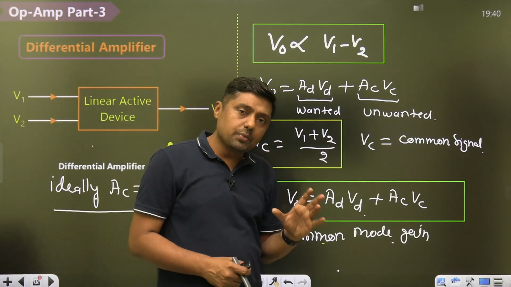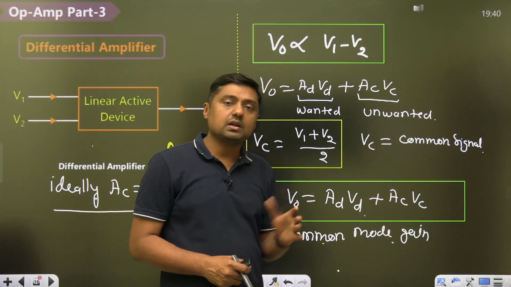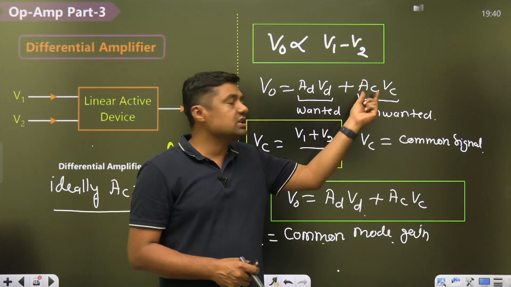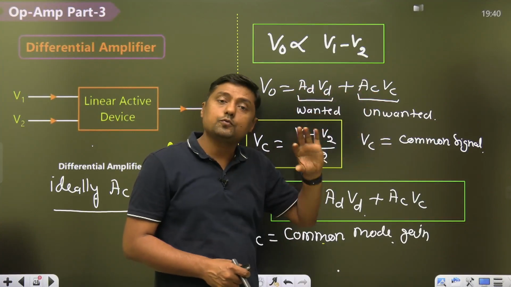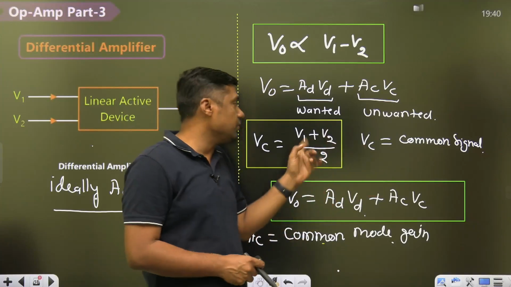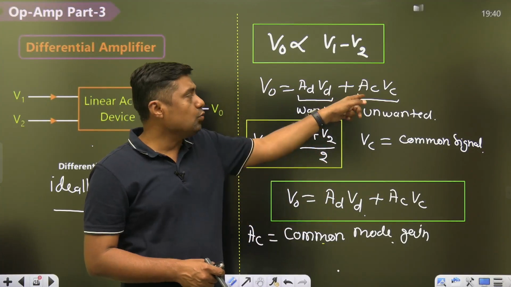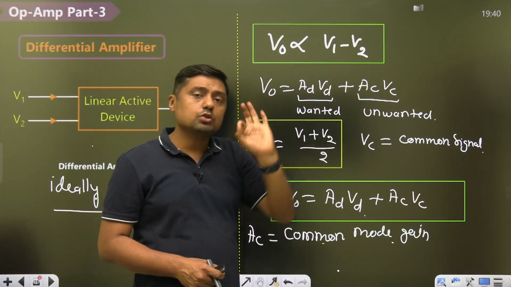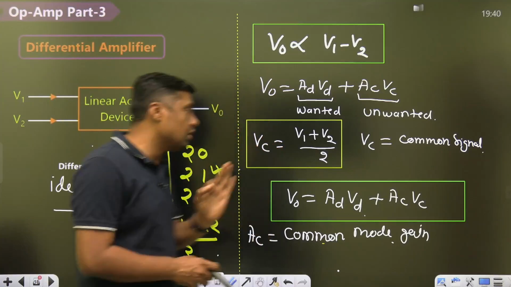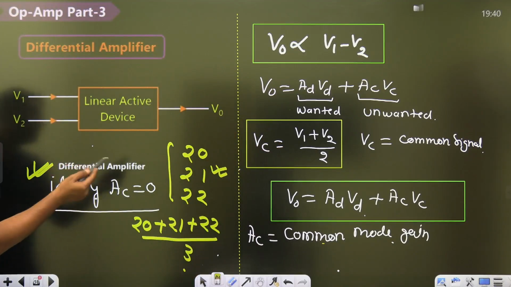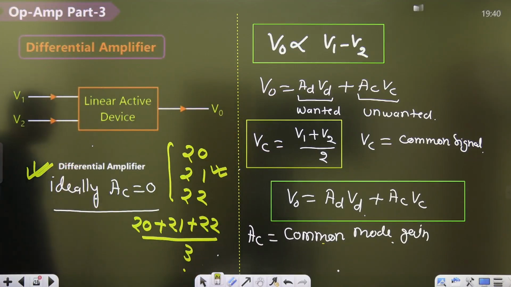So what will happen in practical differential amplifier? Output is proportional to difference of the signal as well as what? Common of those two signals, that is (V1 plus V2)/2, average value or common value. Now it is unwanted. If it is unwanted, then what should be the AC? AC should be equal to 0. Ideally AC should be equal to 0. Common mode gain should be equal to 0.